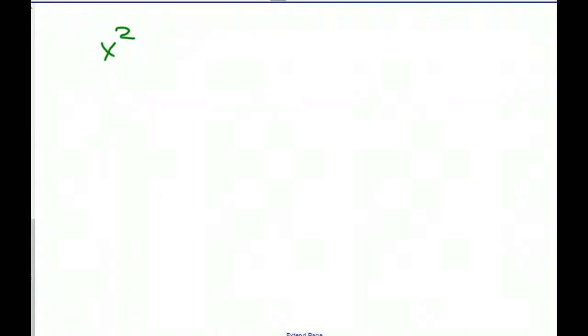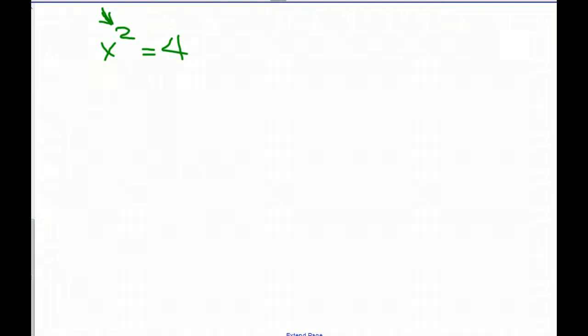Let's write it as x squared equals 4. What is x? 2. Are you sure? Is it only 2? Not anymore. Negative 2. How many answers are there? 2. How do you know? Because there's a 2 up there. Yeah, there are 2 answers.